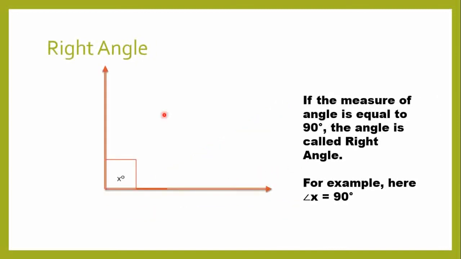And then we have a right angle. If we measure the value of an angle, and if it comes equal to 90 degrees, then that angle is called a right angle. For example, in this angle the value of x degrees is exactly equal to 90 degrees, so this angle will be called a right angle.